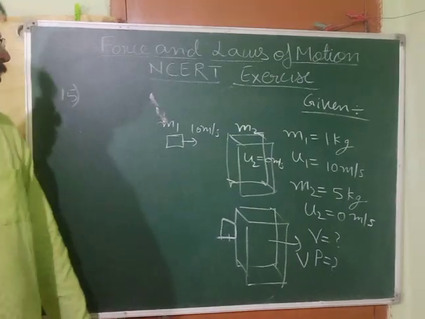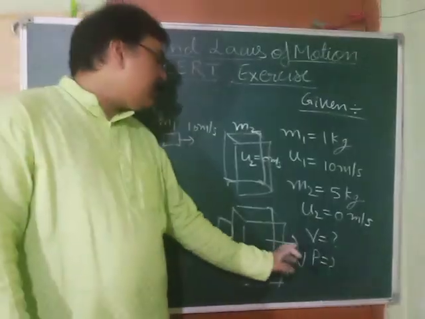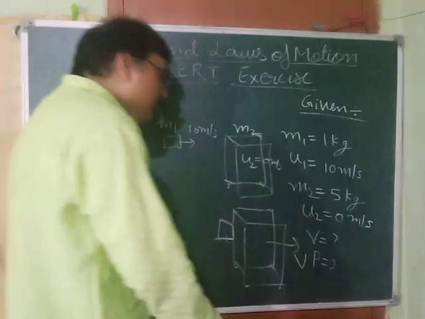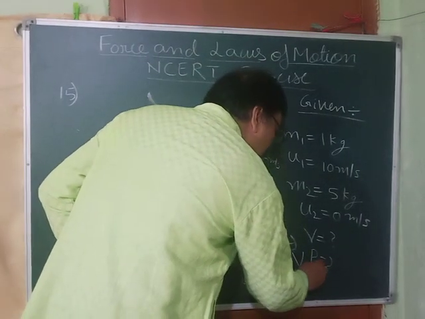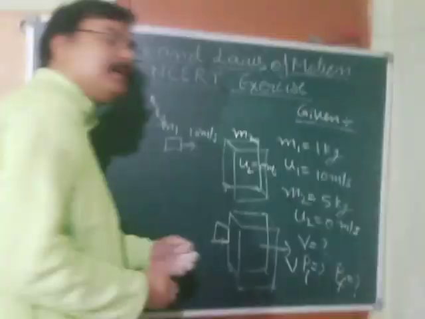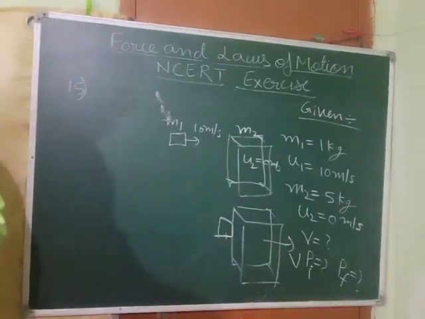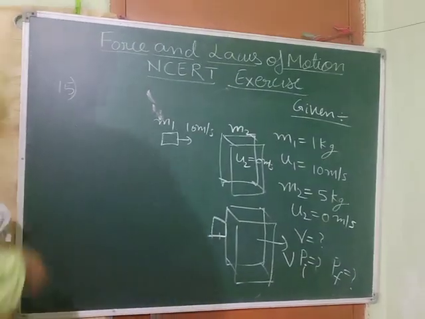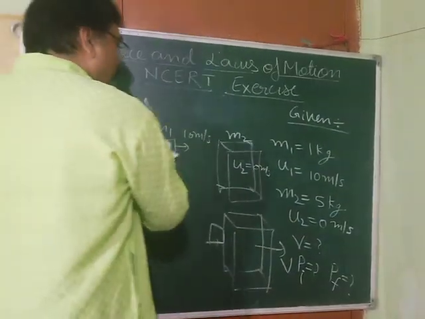Second thing, we have to find out their momentum, both the initial momentum as well as the final momentum. That is the question. Clear? So first we have to find out their common velocity.